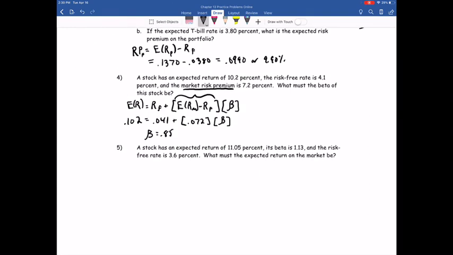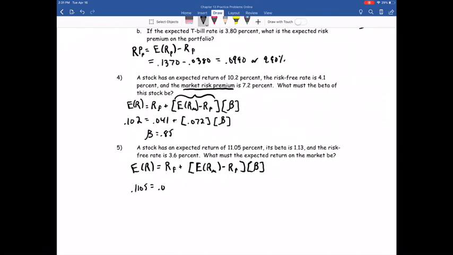So hopefully, as you look at number 5 here, when it says a stock has an expected return of 11.05%, a beta, the risk-free rate, and they want to know what is the expected return on the market, you realize that we have all the necessary values to utilize CAPM, except for solving for the expected market return. So what we have is the expected return on a particular stock is equal to the risk-free rate plus the market risk premium, which is the expected return on the market minus the risk-free rate, multiplied by the beta of that security. So the expected return of the stock is 0.1105, that is given.